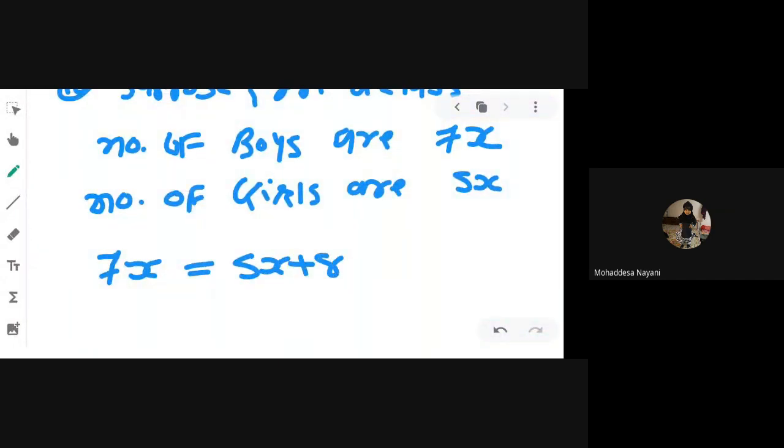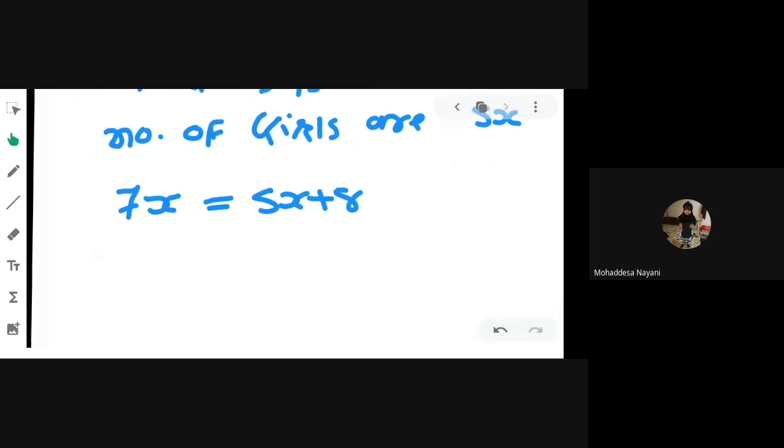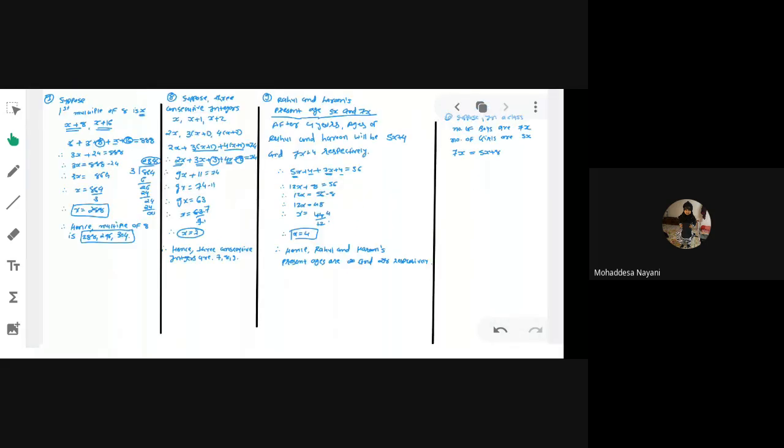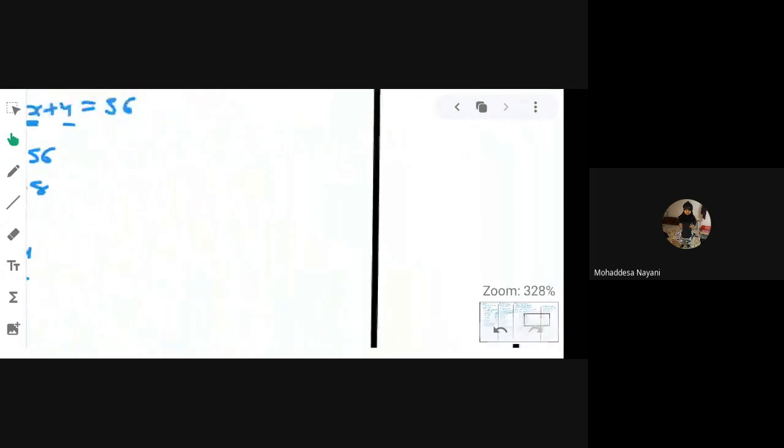Now it is also given that the number of boys are 8 more than number of girls. So if we have number of girls 5x, we add 8. It means it is an equation. Again read the statement. If number of girls is 5x and we add 8, we get number of boys. So it is clearly our equation.